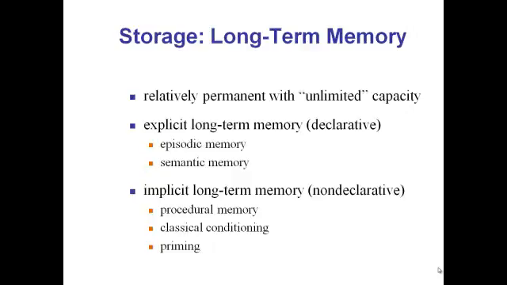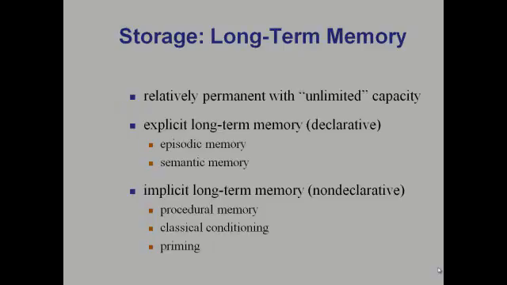and basically there are two basic categories: declarative and non-declarative memories. Declarative is also called explicit long-term memories, and non-declarative are implicit long-term memories. So the explicit memories include episodic memories and semantic memories. Examples of implicit memory are procedural memories, classical conditioning, which is essentially a process through learning, and priming. So we'll talk about each of these coming up.